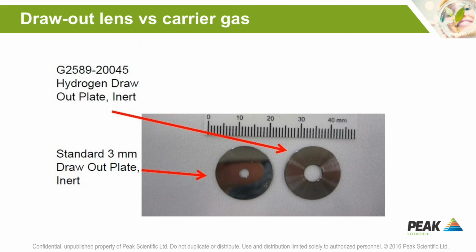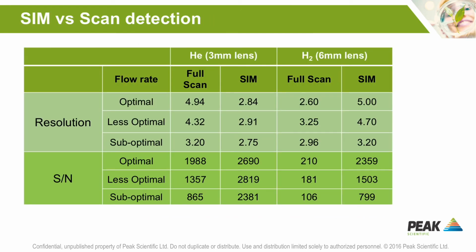So we ran samples across 3 flow rates, which I've labelled as optimal, less optimal and suboptimal. And we had helium with the 3mm lens and hydrogen with a 6mm lens. And we looked at results using full scan acquisition and selected ion monitoring, so SIM.